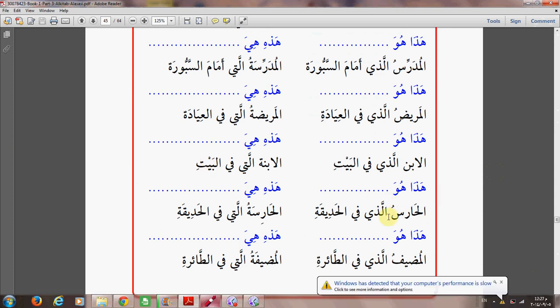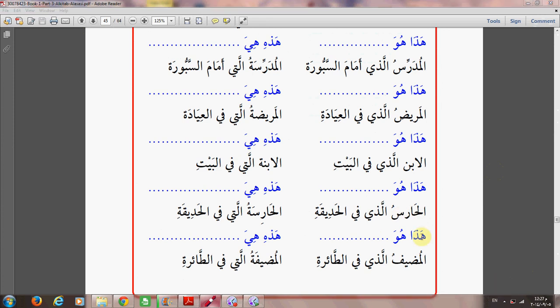هذا هو الحارس الذي في الحديقة. هذه هي الحارسة التي في الحديقة. And we learn الحارس means the guard. هذا هو المضيف الذي في الطائرة. هذه هي المضيفة التي في الطائرة. Here is the waiter who's in the aeroplane, and here is the waitress التي في الطائرة, which is in the aeroplane. Okay, could you see now the difference?